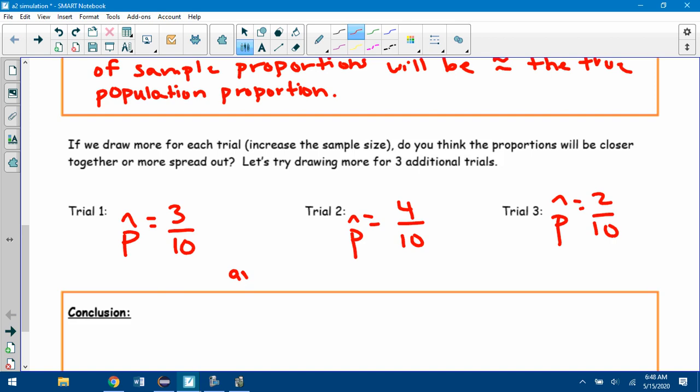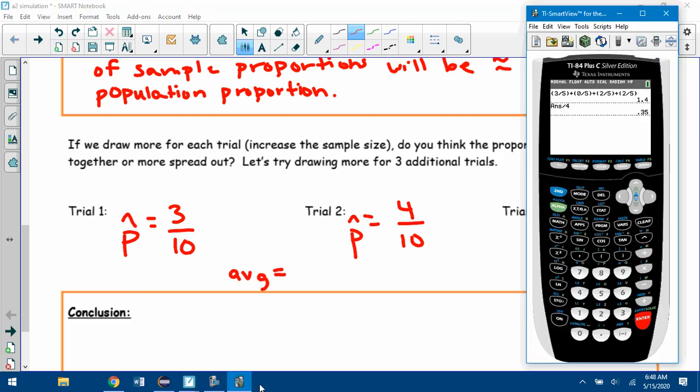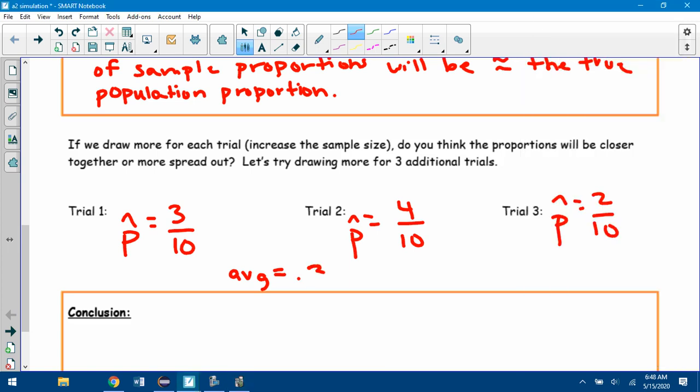The average is 3 out of 10 plus 4 out of 10 plus 2 out of 10 divided by 3. That's 0.3, or 3 out of 10. So the average is 0.3, and that would approximately be equal to the true population proportion.